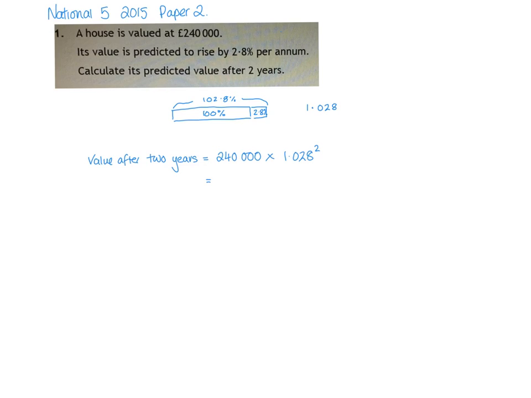And then we use our calculator. This is calculator paper, so we're fine. We just put that in straight as it is, and we get our answer, which is £253,628. So the marks here were for knowing that it was the 1.028 for this line and for your answer.